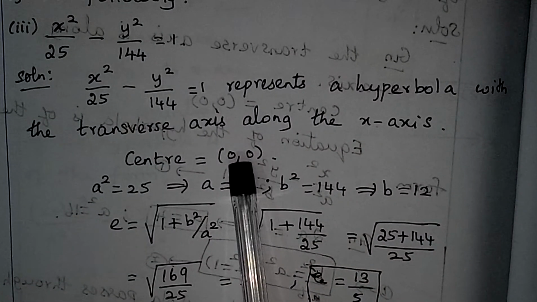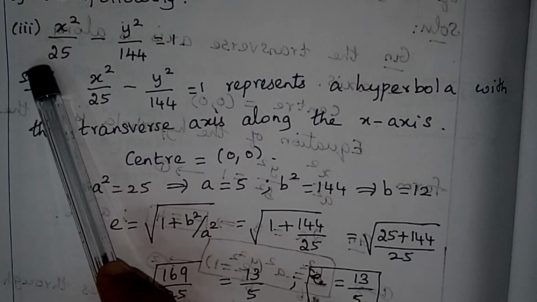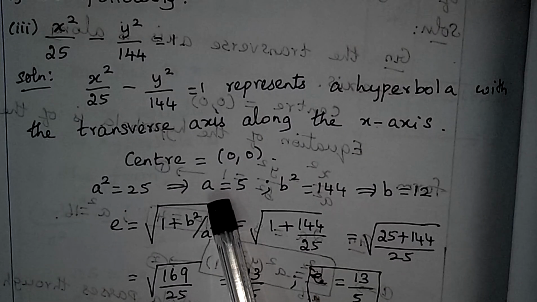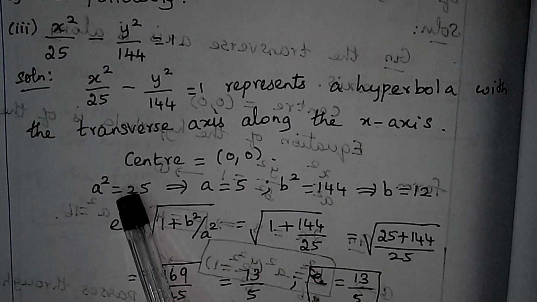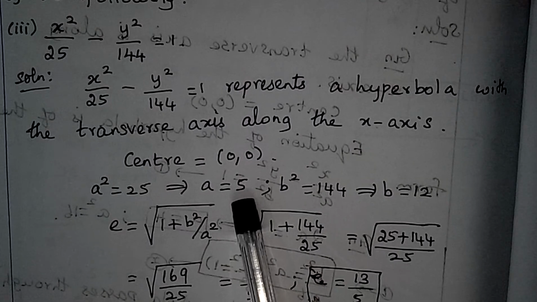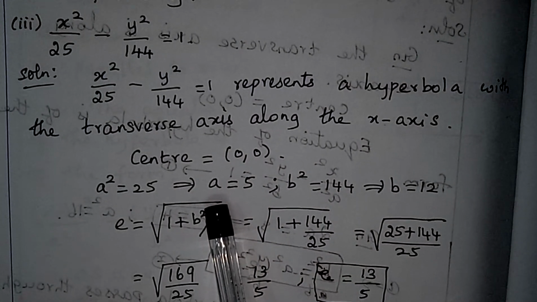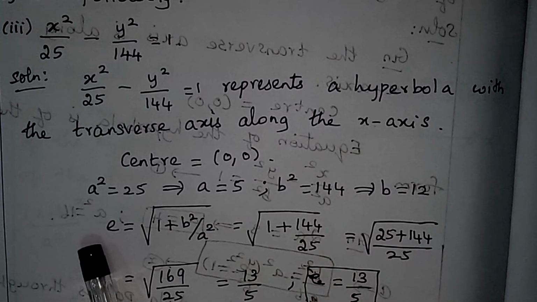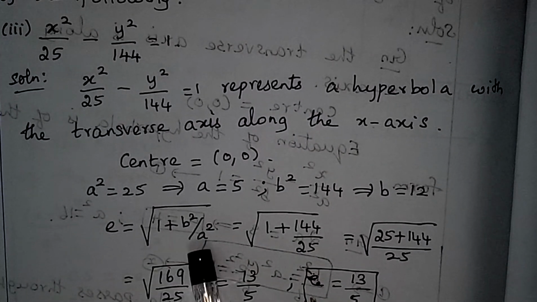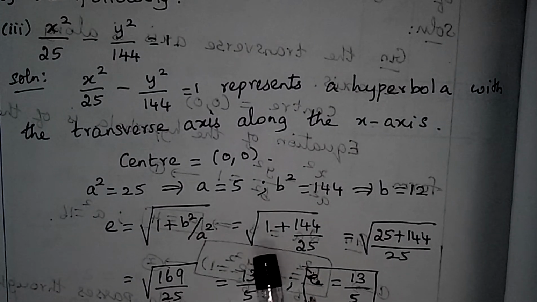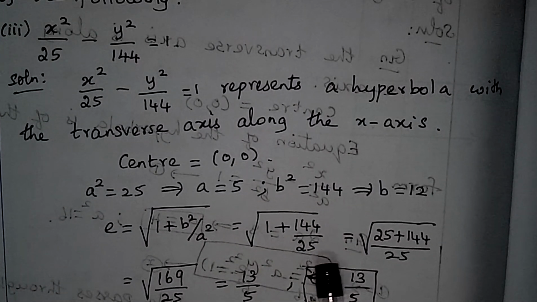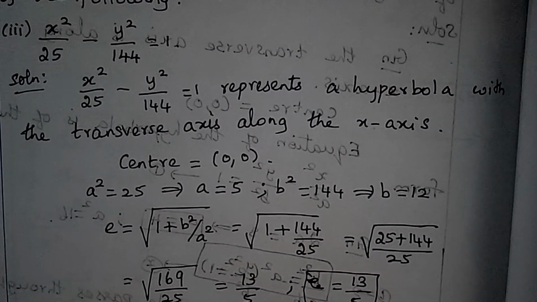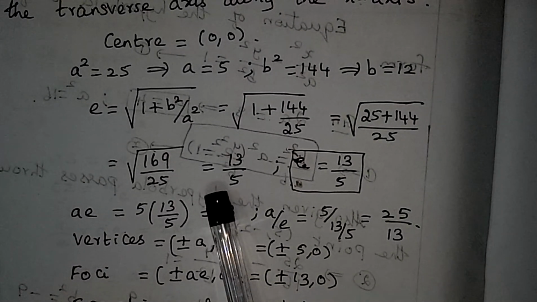And here the center will be the origin, and this will be our a square value, this is the b square value. a square is equal to 25, a is 5. We will not put minus 5. a means the distance, a, b and all will be distances only, so it will be positive. Then b square is 144, so our b value is 12. Now you can find e. e is equal to root of 1 plus b square by a square. It is equal to root of 1 plus 144 by 25. You can take the LCM. So it is root of 169 by 25, which is equal to 13 by 5.